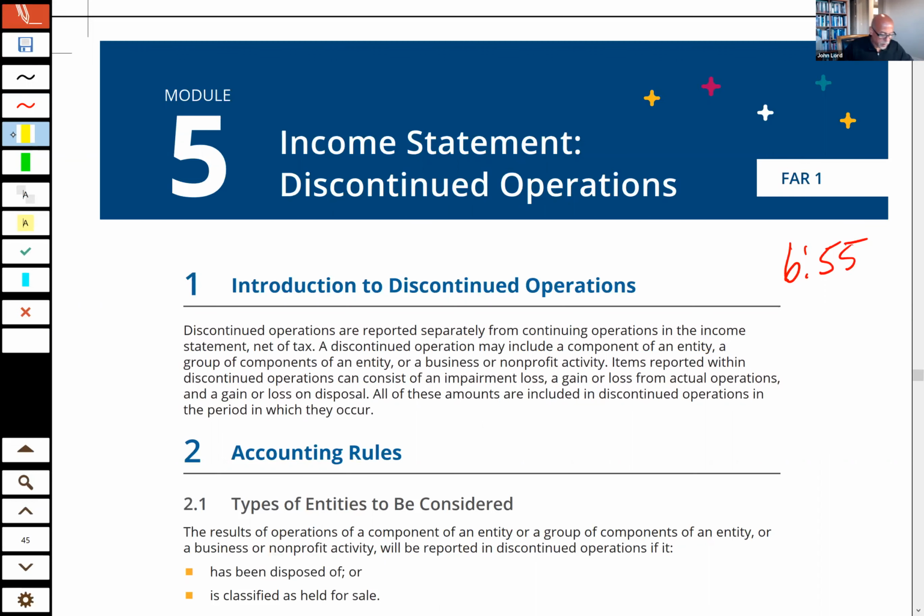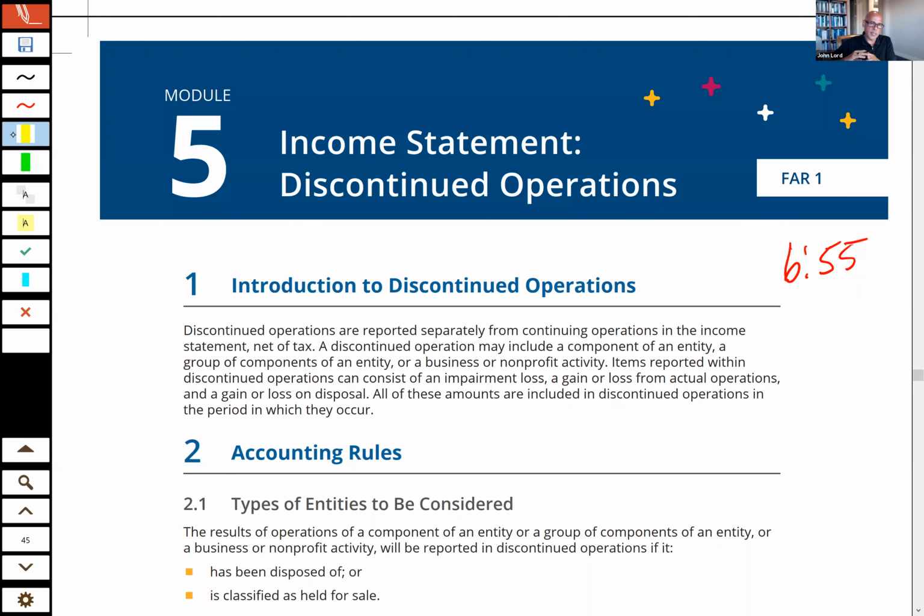Okay, let's go ahead and take a look at discontinued operations. The objective here is that we're looking at a company's financial reports, and they have a segment of their business that they have decided to discontinue. They decided to get rid of it. So what happens? Users of the financial statements will want to see how that piece of the business going away would affect net income separately, because they're getting rid of it.